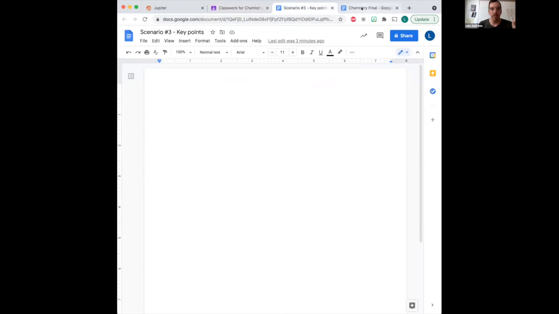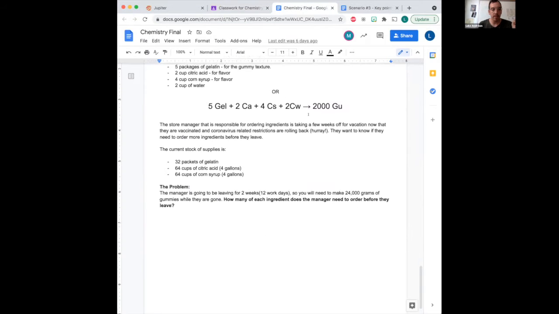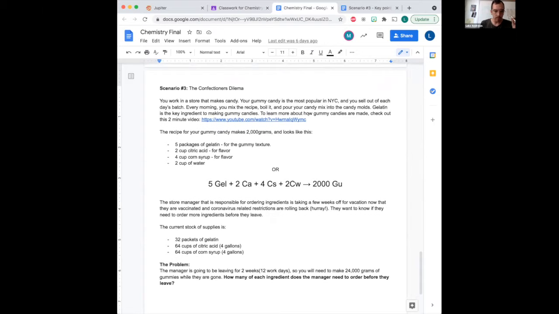So scenario 3 on the actual final document looks like this. The confectioner's dilemma. For this scenario, you're working in a store that makes candy, and your gummy candy is the most popular in NYC. You sell out of each of your batches every day. So this is basically saying that we have a set amount of candy that we make every day, knowing that we sell all of it. So having those hard parameters of numbers is just convenient for us.